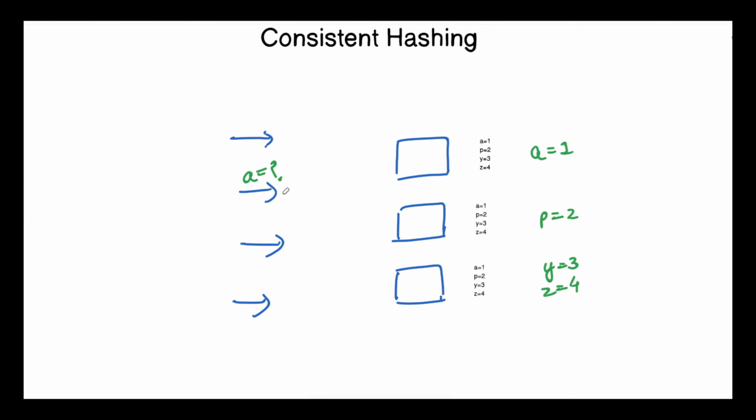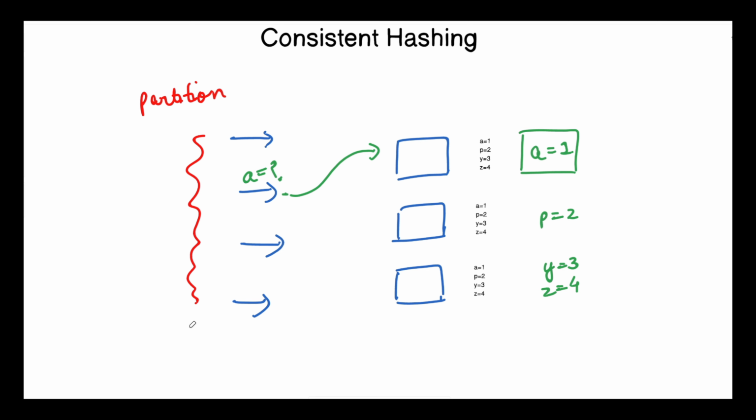So this particular request will be redirected to the first server because the first server contains the data A equal to 1. But the question is how we partition this data so that we can easily redirect the request that was coming to our service.